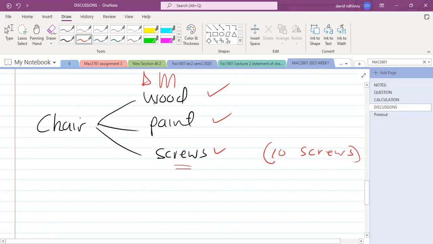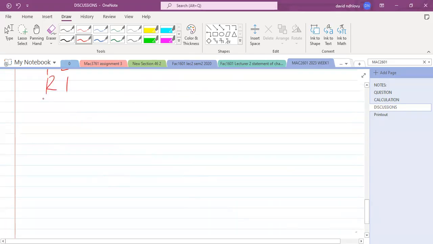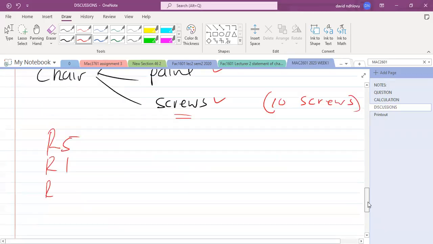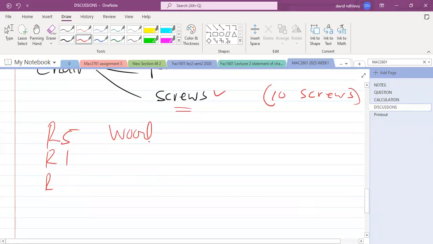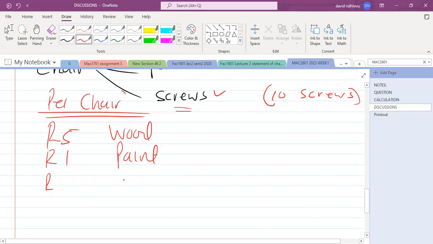You might find that maybe the wood, remember we said it's 5 rand for the wood. Let's say the wood costs 5 rand. You might find that the paint costs 1 rand. So I'm just giving you a rough estimate. So here I'll put wood. I'll put paint. This is per chair. It's just a rough estimate. Obviously, no chair is going to cost 5 rand. Then the screws, maybe I put 10. You find that the cost is 0.0001. That's per each chair.